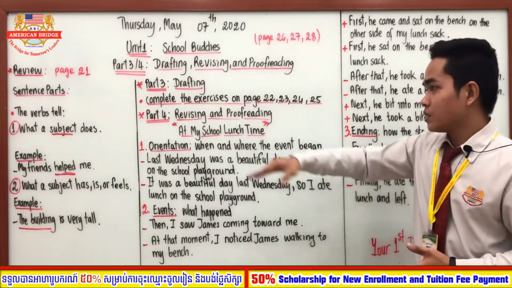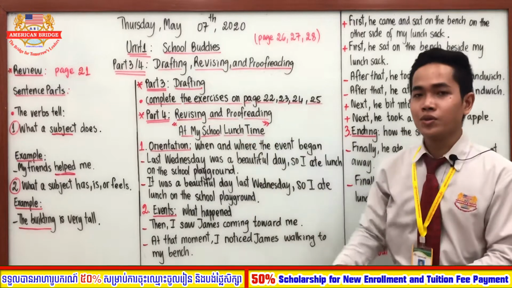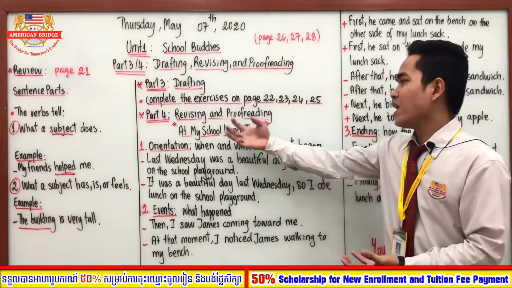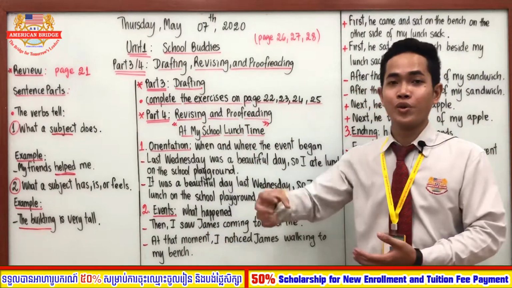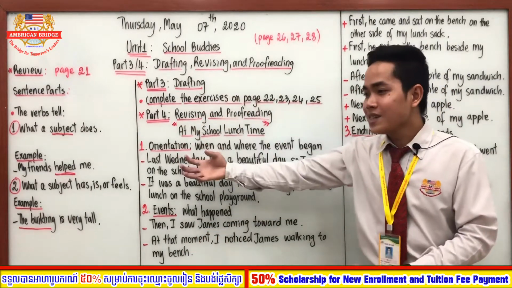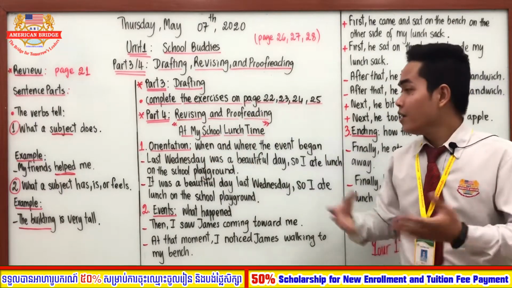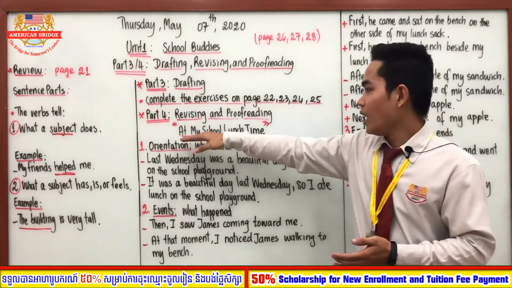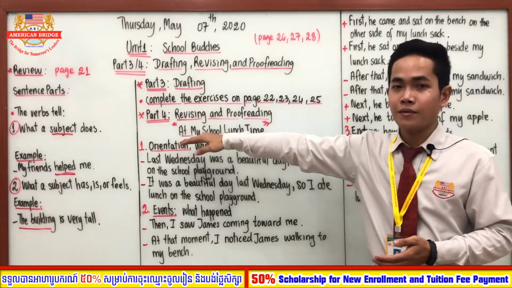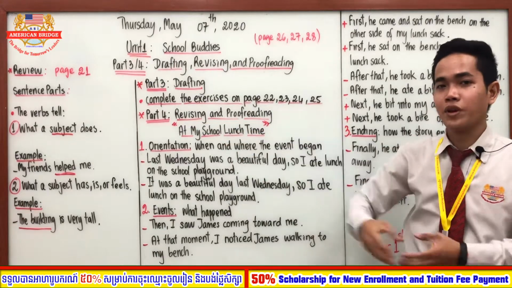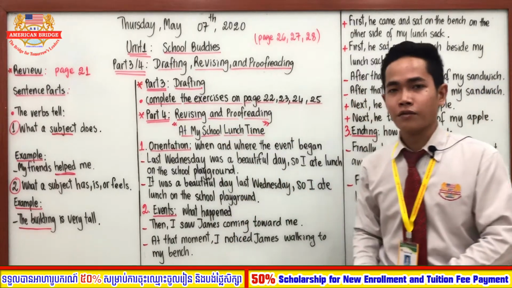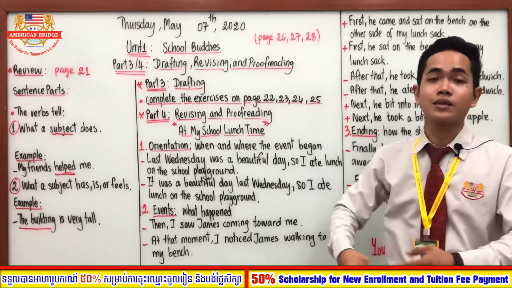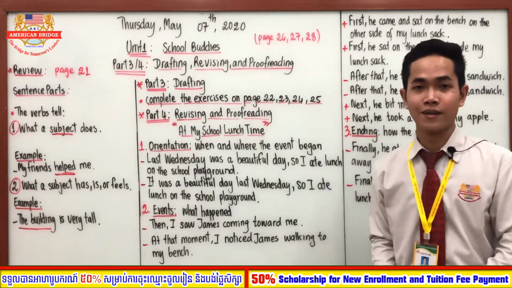Okay, so next, what I would like to teach you today is part 4. Part 4 is about rewriting, revising and proofreading. Get it? So here, as you can see, At My School Lunchtime, we learned about this story already, right? Also with many pictures of that story. Here again, At My School Lunchtime is the title of the story, right?